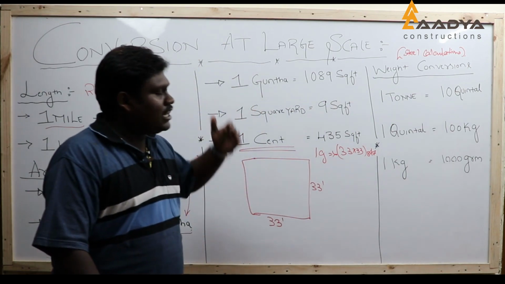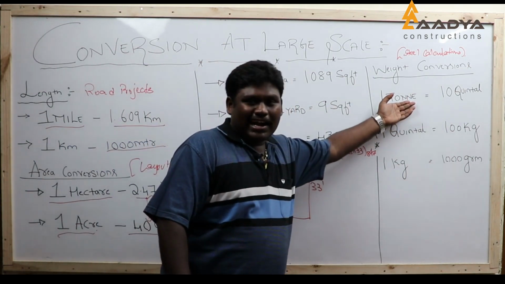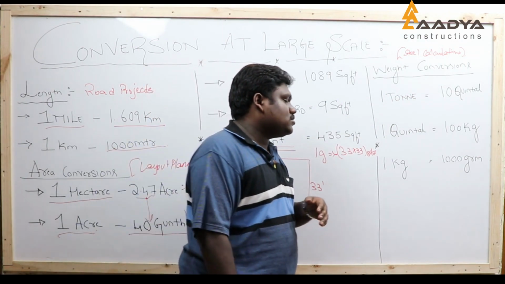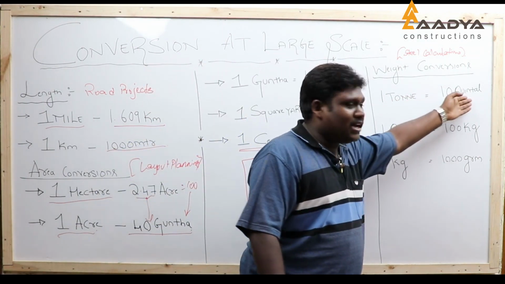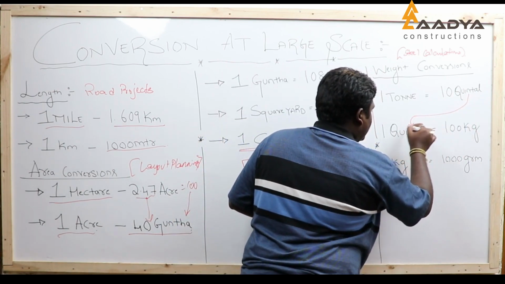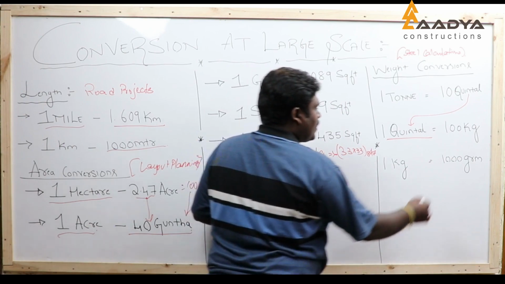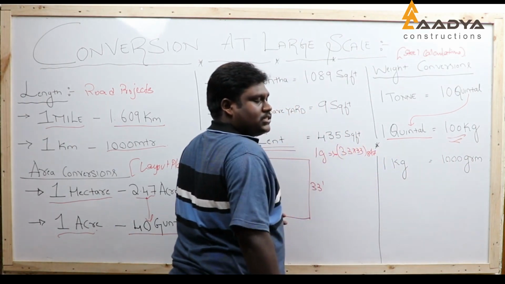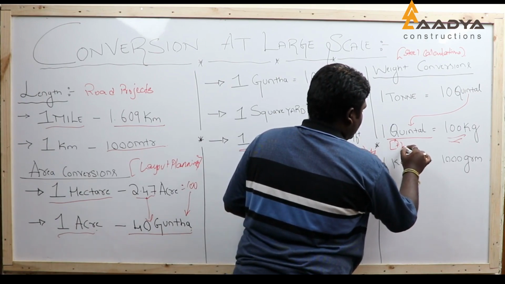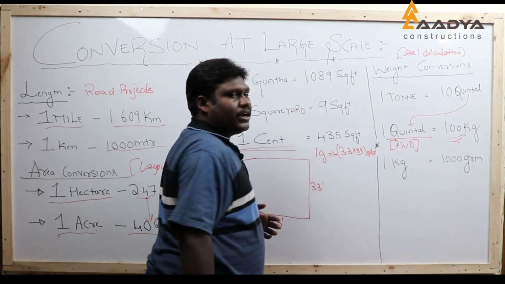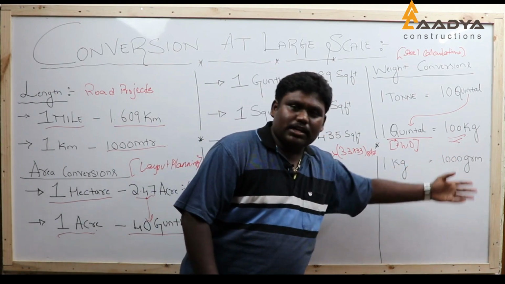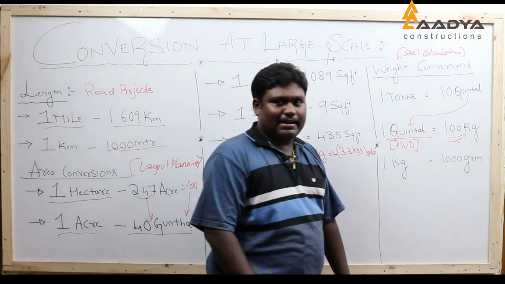So again, we start with the large scale units. You have 1 ton. This is also termed as metric tons in some cases. So that will be equal to 10 quintals. So 1 quintal gives me 100 kgs. So this quintal term you will be seeing in all PWD schedule rates very commonly. Later 1 kg gets converted into 1000 grams.